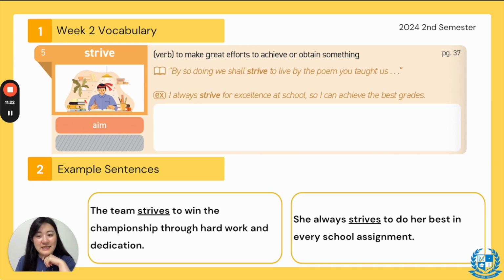Down here, it says, the team strives to win the championship through hard work and dedication. So they're going to really work hard to win the big championship game. Next, she always strives to do her best in every school assignment. That's awesome. So you don't just try really hard for one test. You work really hard to do really well in all the work that they give you. There's a good student there. To strive, to make great efforts.